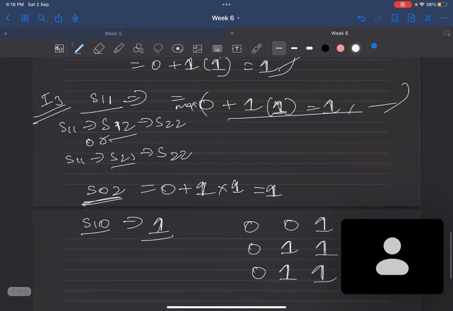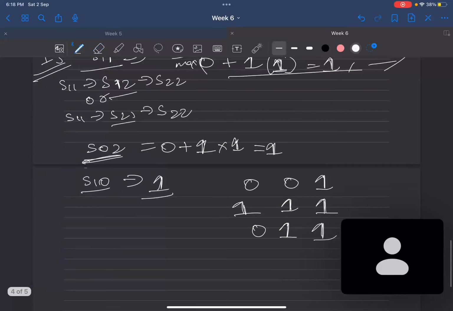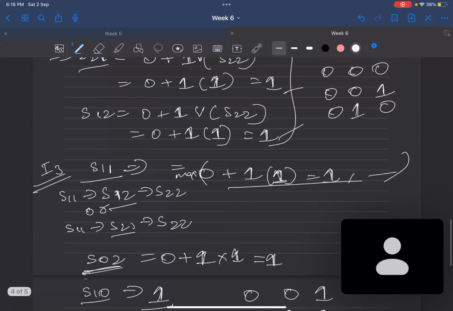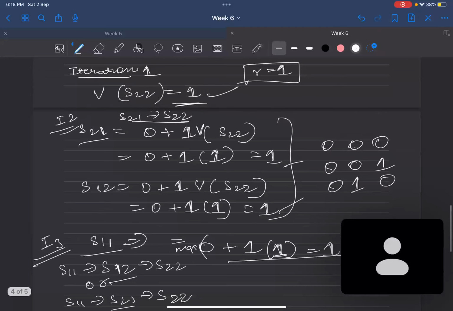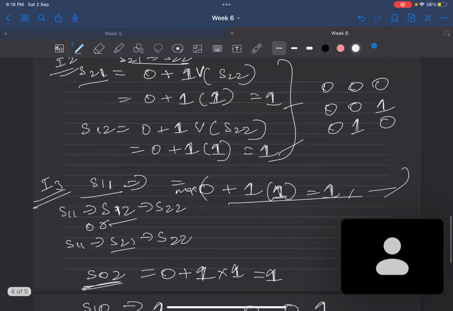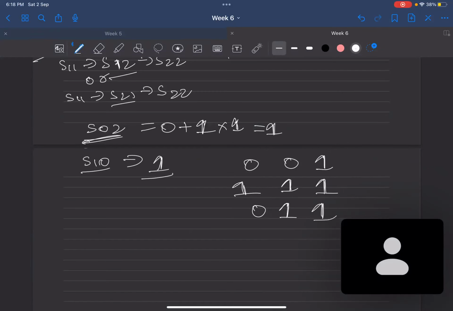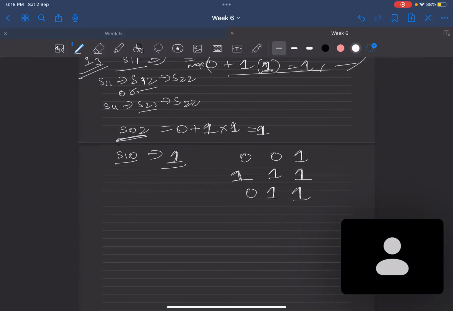I think something is wrong. S10 is also 1. S02 is 1. S21... is it correct? Yeah. Till now it is correct.